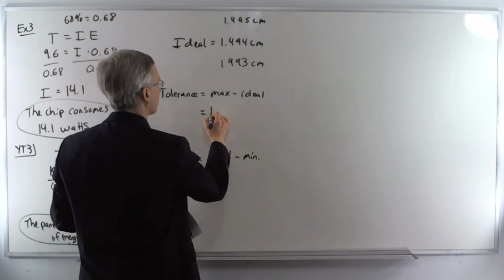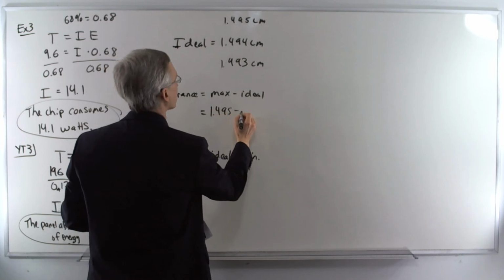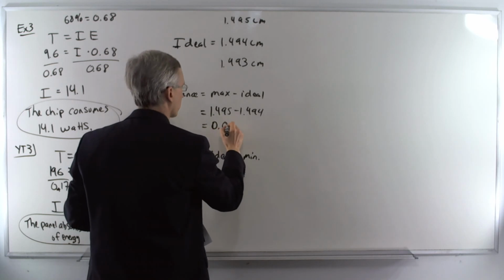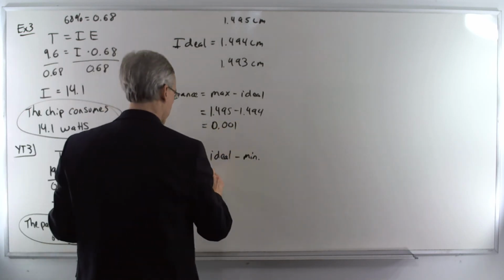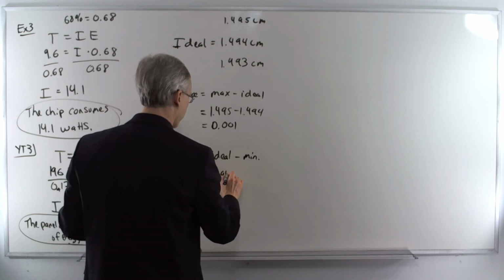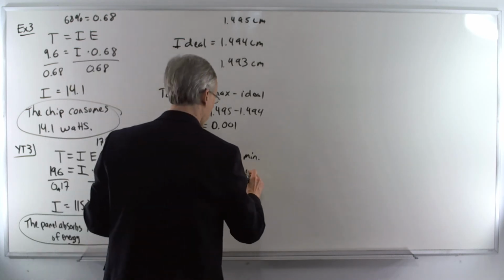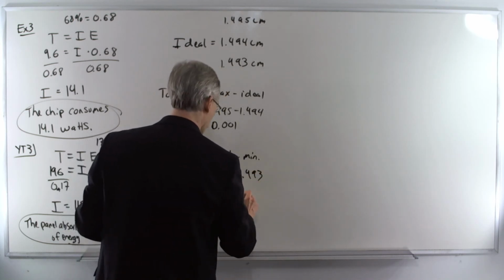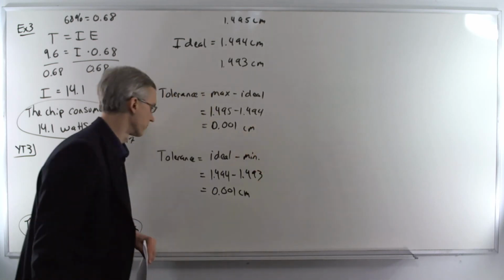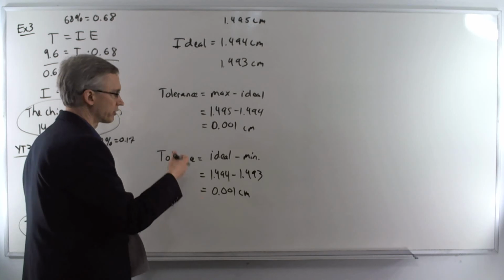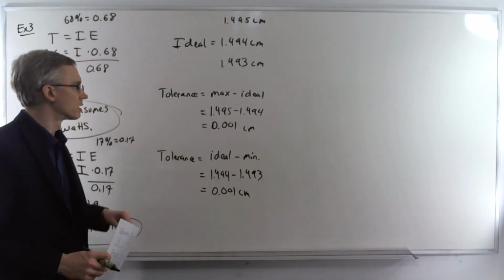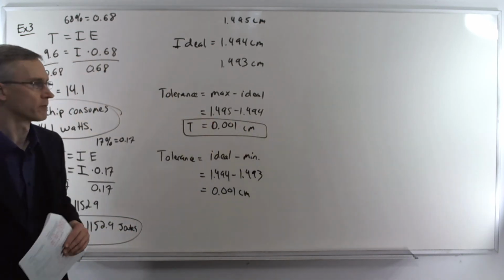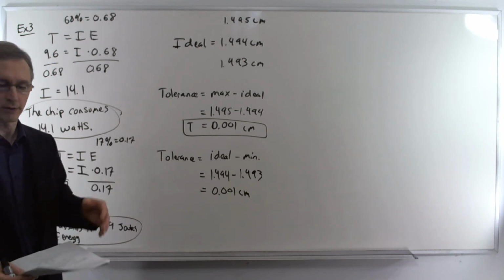So here we got the max 1.495 minus 1.494, and we get 0.001. And then the same thing here, we get 1.494, the ideal, minus the 1.493 for the minimum, and we get the same answer, 0.001. And both of those are in centimeters. So you don't have to do both the calculations, you can just do one. So here we found the tolerance. I'm just going to call that T for tolerance. And that's the amount the piston can vary in its size.